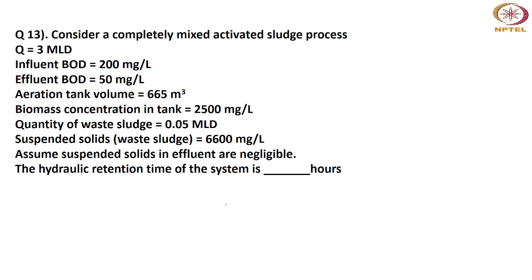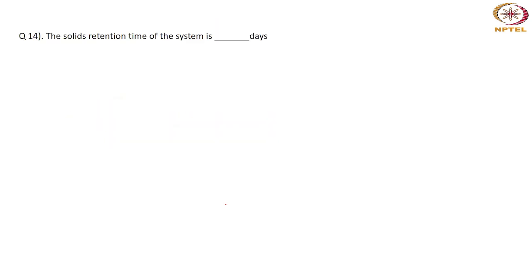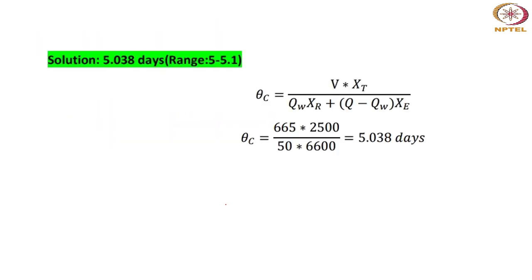Okay, you are saying 5.03. Yes, you are correct. So again, same formula I am using: theta c equals V multiplied by X, Xt, whatever you can write, and then Xw multiplied by Xr, whatever was being wasted or recycled, and then Q minus Qw multiplied by Xe. I already told what is Xe, what is Xr, what is Qw, and everything. So you just need to put the values.